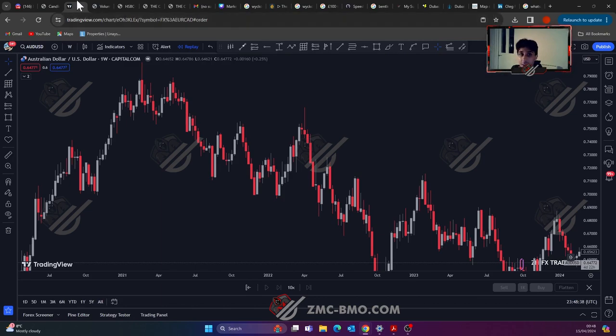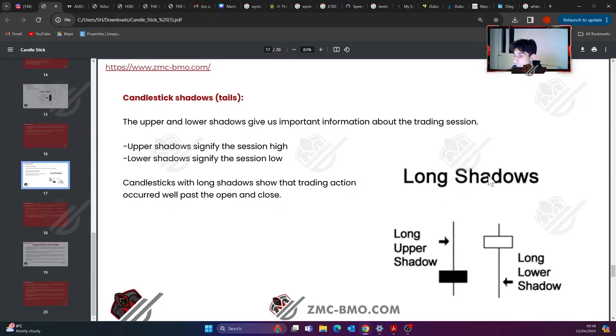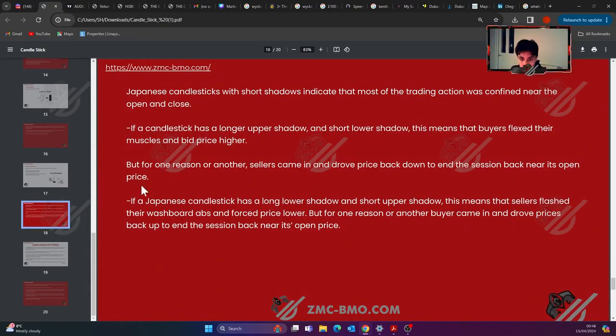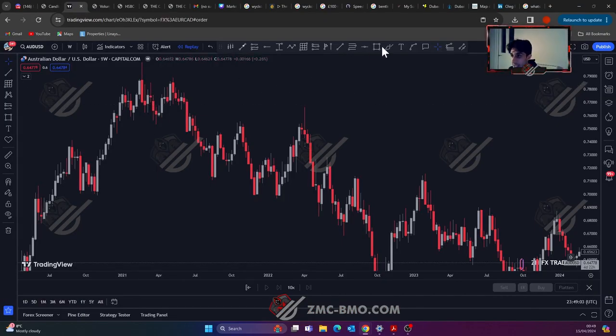Now, do we have it in our chat? Not this. Let's go here. Long shadows and long lower shadows. We do talk about it. If a candlestick has a long upper shadow and a short lower shadow, this means buyers flexed their muscles. But for one reason or another, sellers came in and drove price back down to the end of the session. One reason or another, that mainly being technical, right? And what areas we are at in the market.